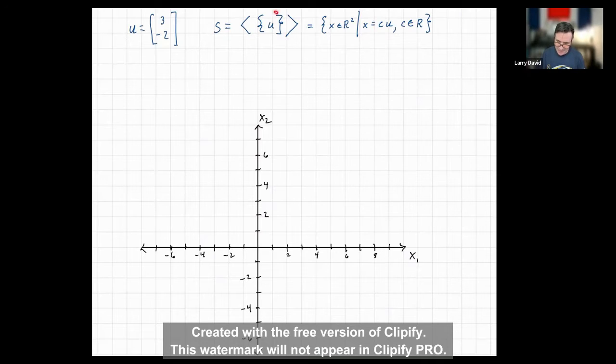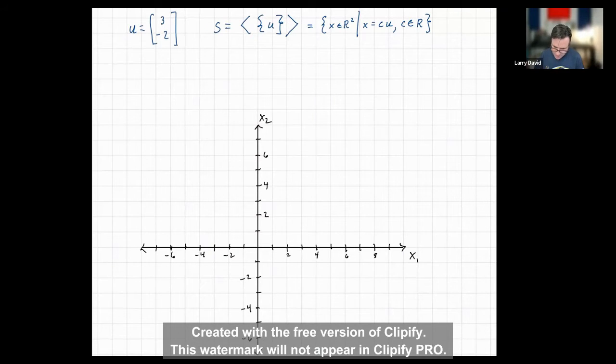So the set containing u has exactly one vector in it. The span of the set containing u has infinitely many vectors in it. So the curly bracket around the set is very significant. All right, so first of all, let's just draw a picture of u. One of the ways that we often do this is with a little arrow.